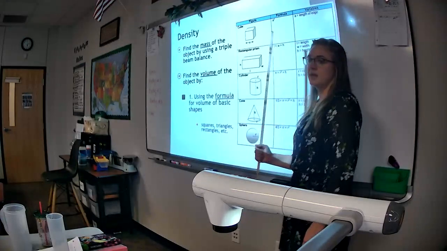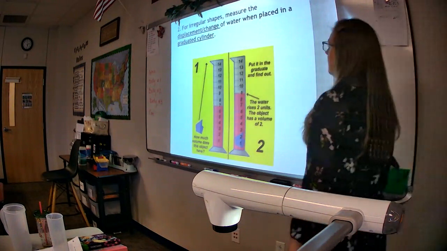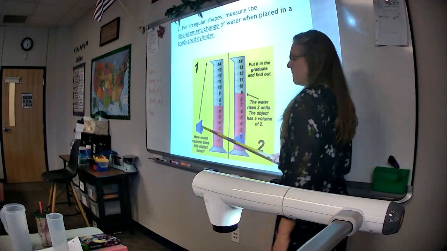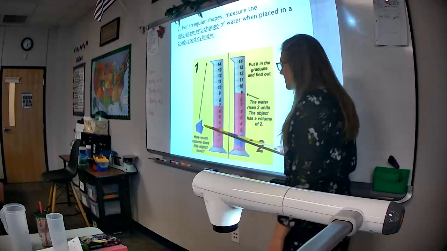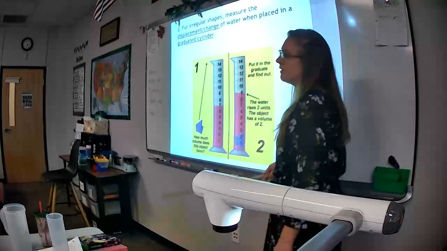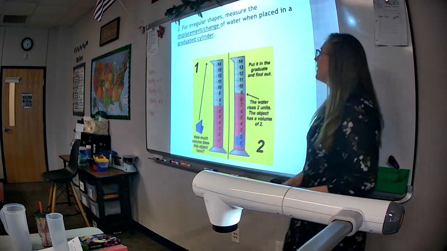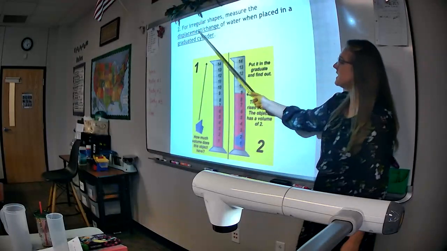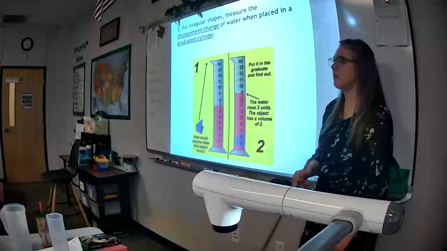If the object is irregular, look at this object here. This is not a perfect square. It's not a triangle. It's not a circle. It has a weird little cutout thing here, a diagonal line here, another diagonal here. It's an odd shape. You can't measure that. So, for an irregular shape, you measure the displacement or the change of water when placed into a graduated cylinder.